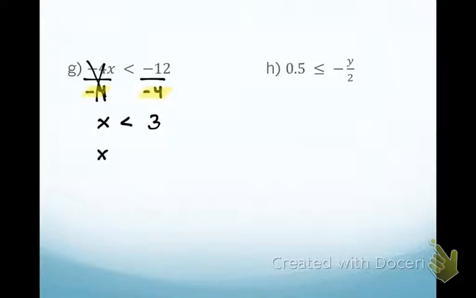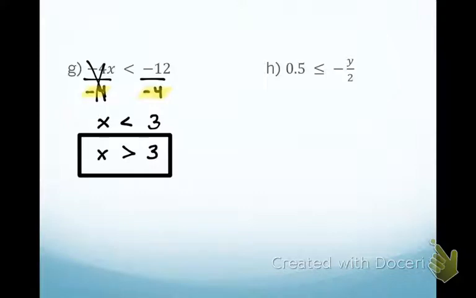So my x will stay the same, my 3 will stay the same, but this symbol right here, it's not going to be a less than anymore. What's it going to be? A greater than. And now this is your final answer. Once again, that only happens whenever you are dividing by a negative on both sides, okay?